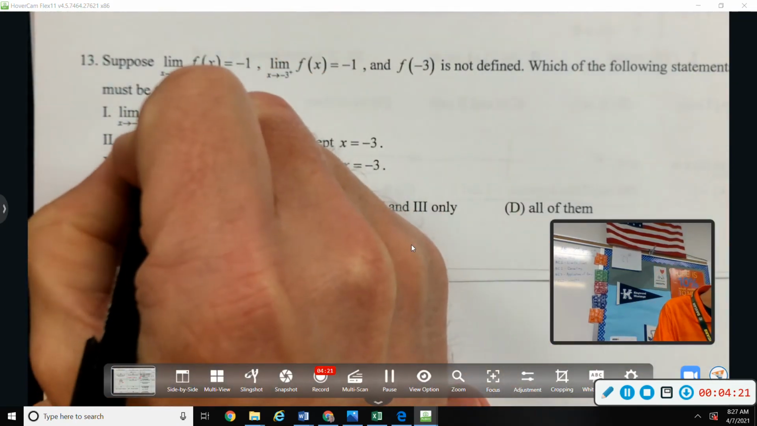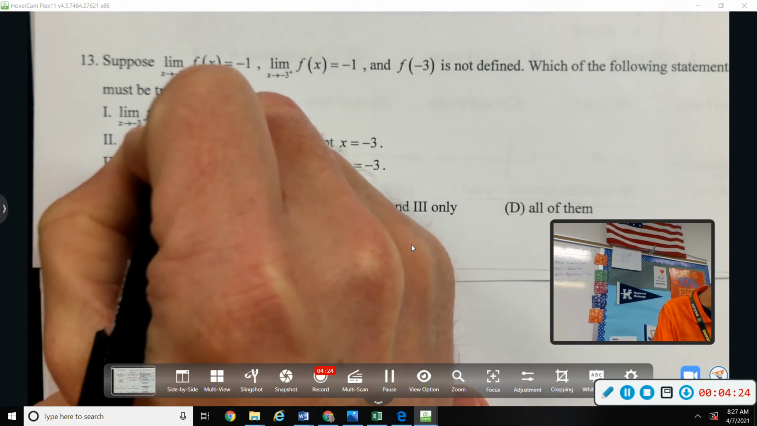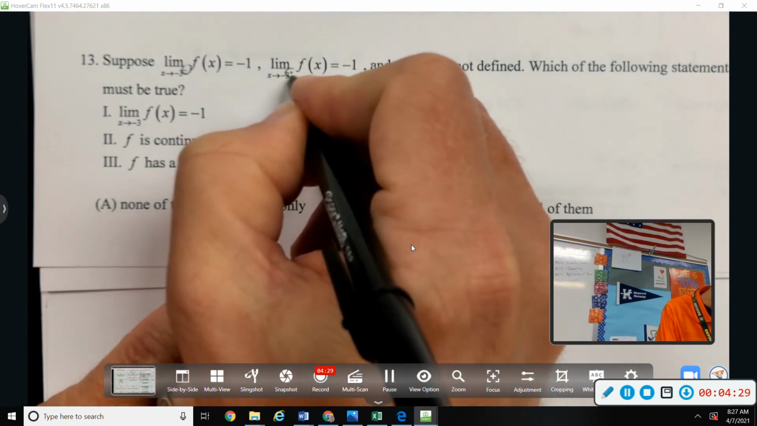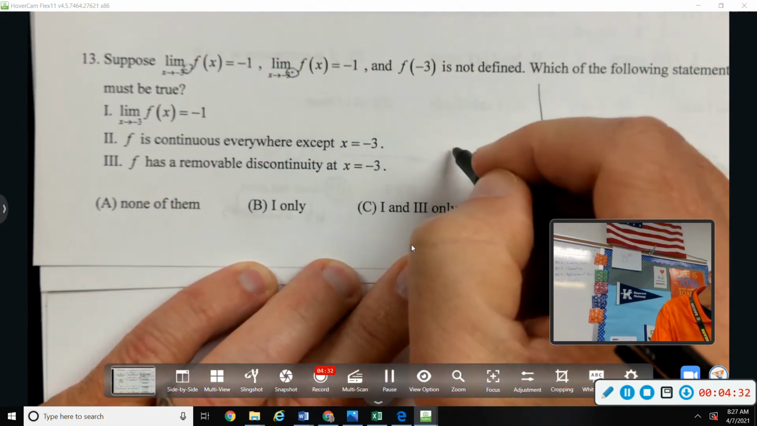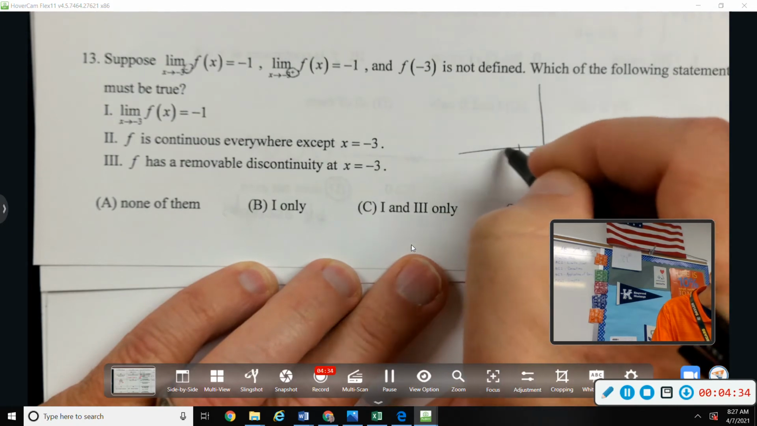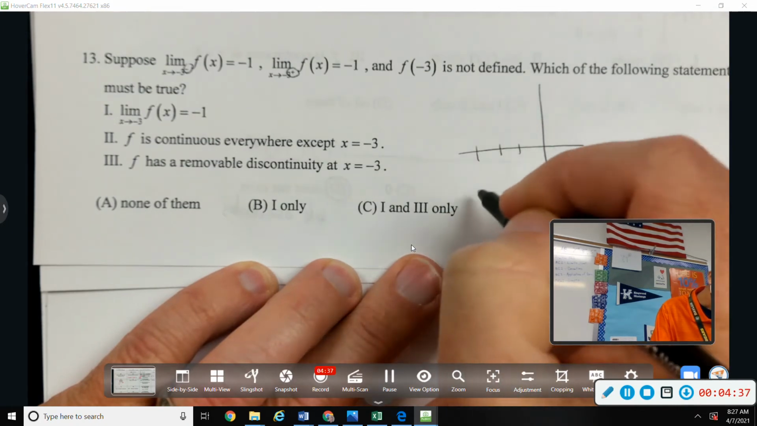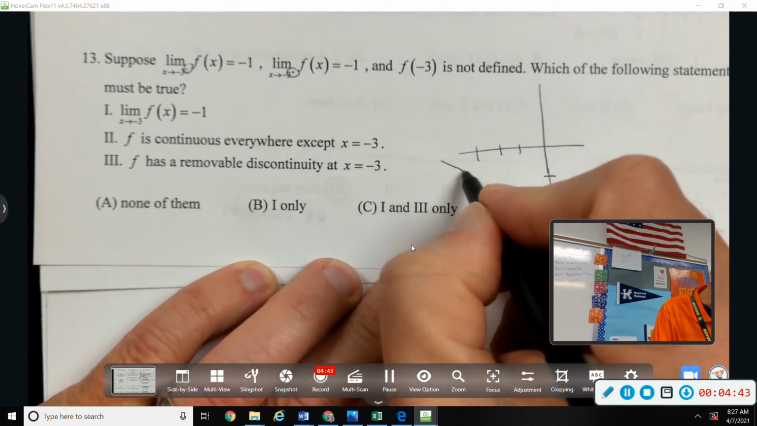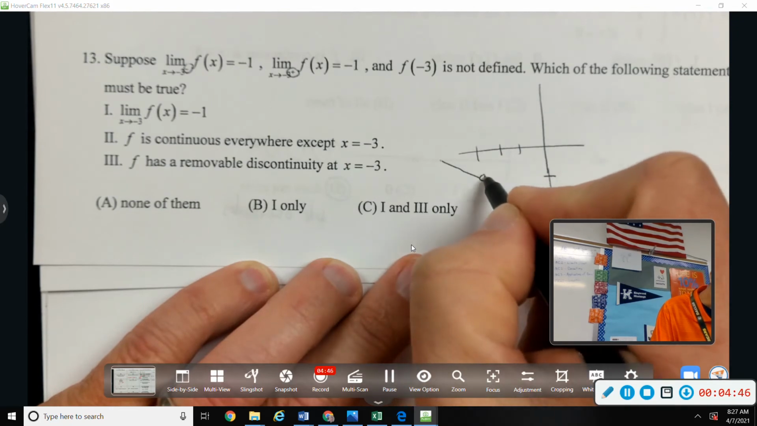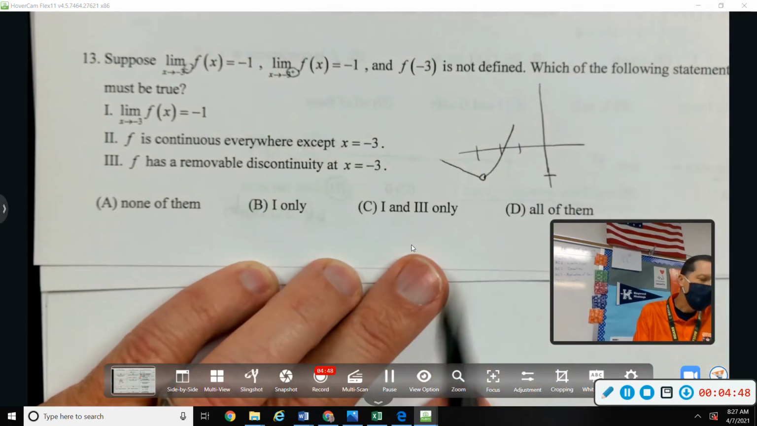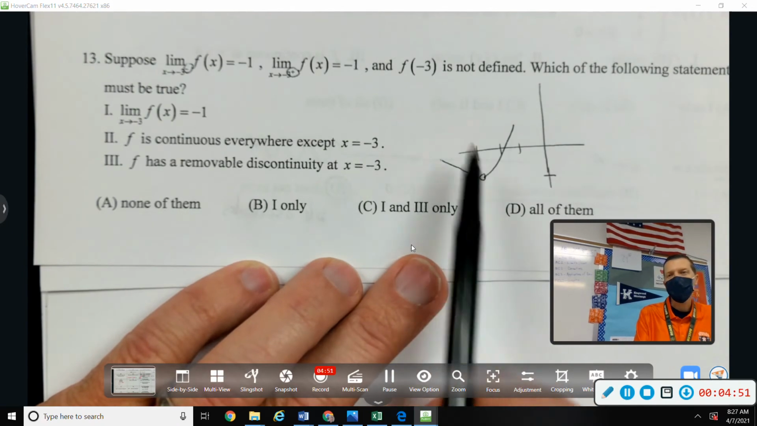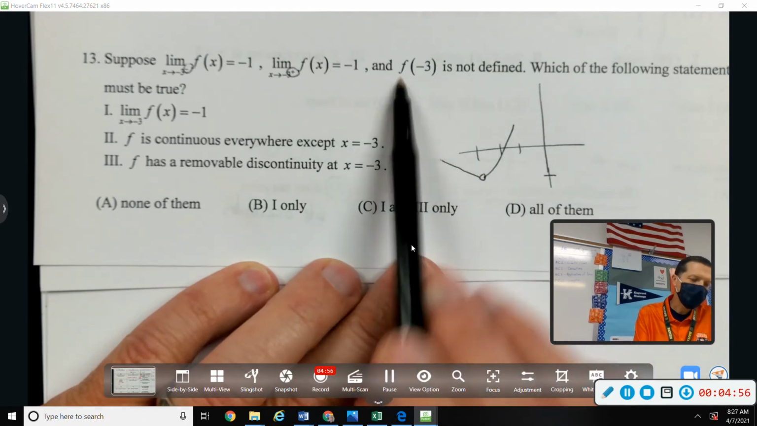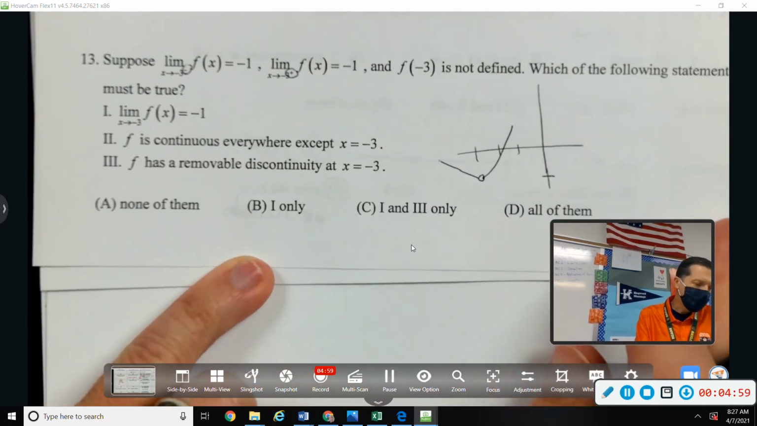So the limit as x approaches negative 3 from the left and negative 3 from the right is both negative 1. Maybe a picture would help. As we approach negative 3 from the left or the right, it doesn't really matter which way we come from, the limit there is negative 1. But the function is not defined there, so there's a hole there. Because the limit exists, but the function does not. So which of the following statements must be true?